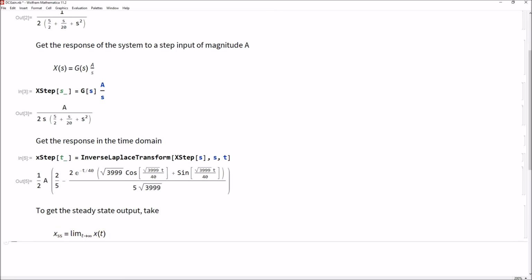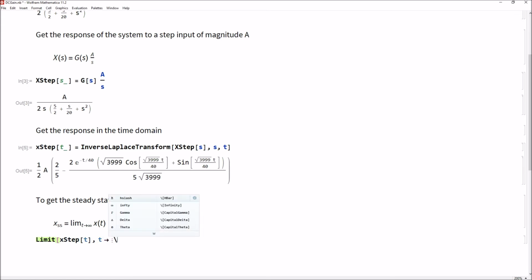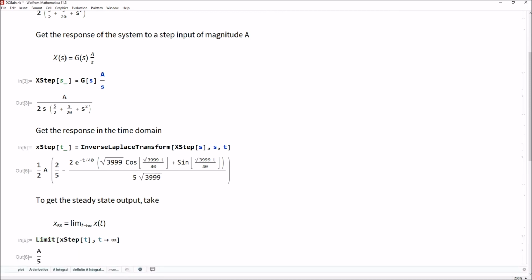Okay, so let's just do that in Mathematica here. So what do we have? We have the limit as x step of t as t goes to infinity. Infinity. Okay, there we go. So it's a over 5.